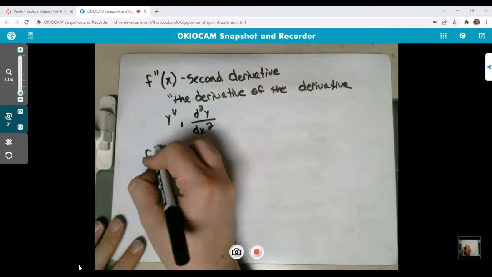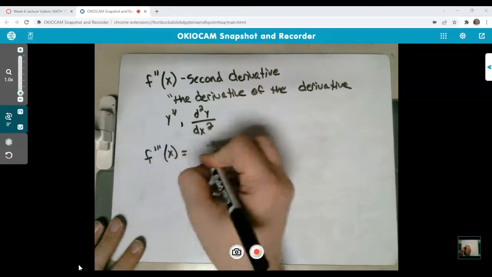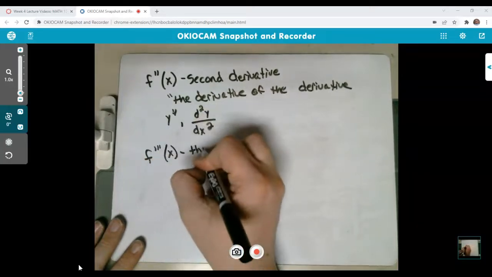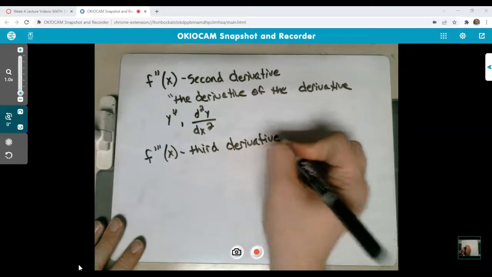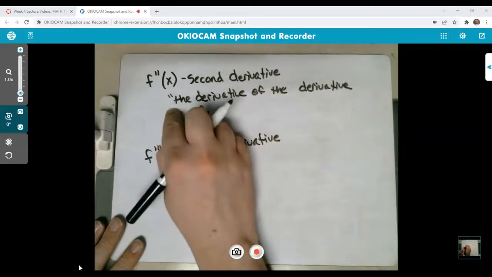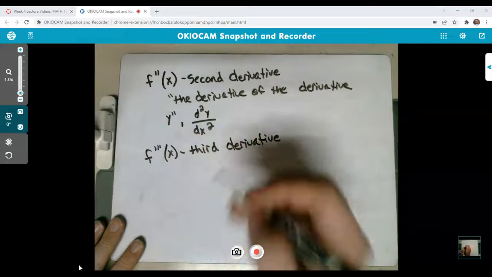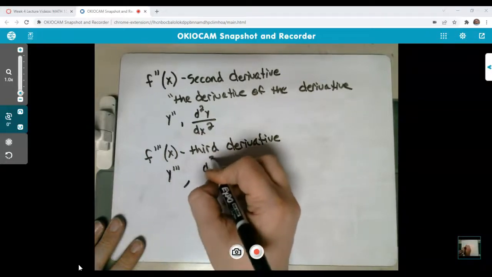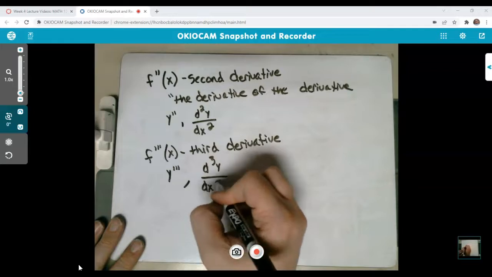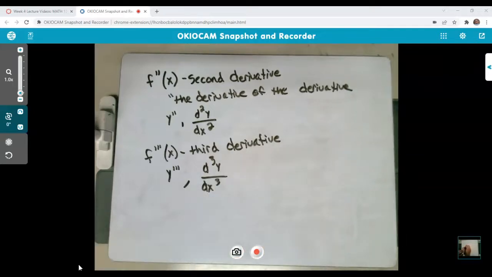If you see f with 3 primes, that is the third derivative, which means I'm doing it 3 times. Again, you might see it written as y with the 3 primes. You could see it written as d cubed y over dx to the third, all of that.